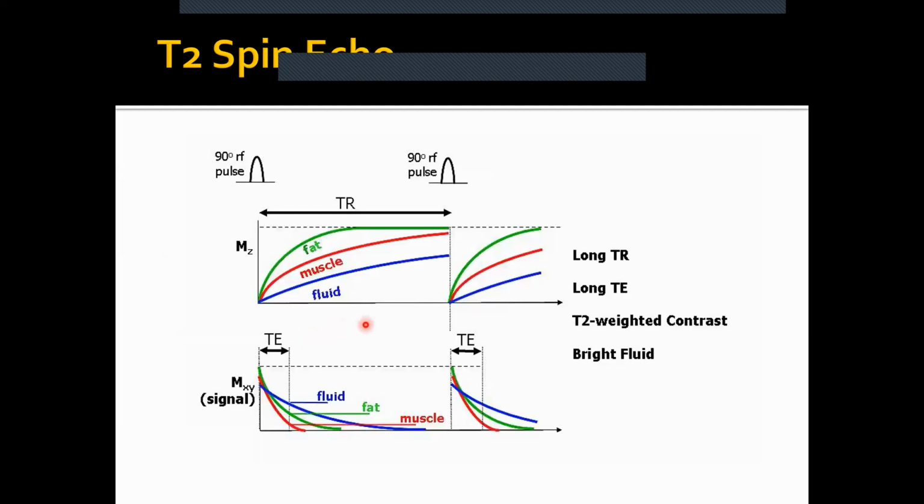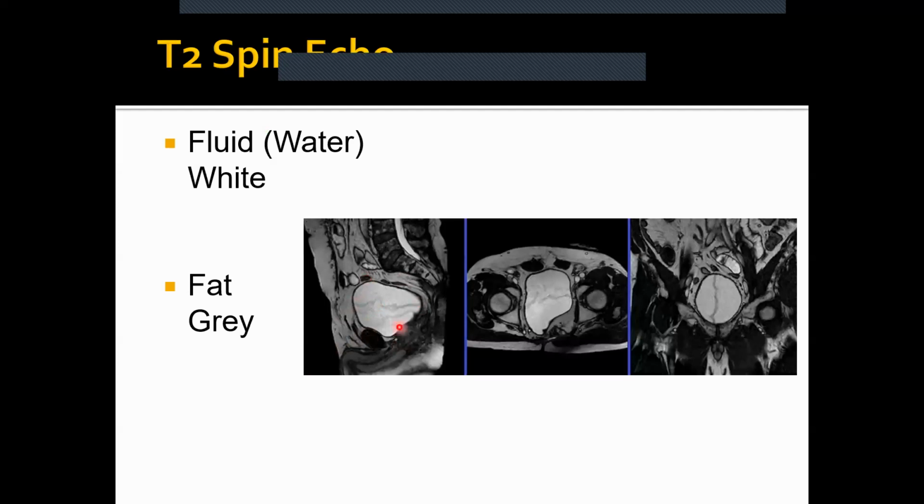Now we're going to look at your T2 weighted image. Again, you'll notice with this graph, fat and muscle relax very early on. They relax a lot quicker than fluid. By comparison, fluid takes a longer time to relax, so it has more energy for a longer period. In a T2 weighted image, you send your pulse, wait a bit, and then start collecting the signal. That causes the fluid to light up in the image and appear white compared to fat and muscle.